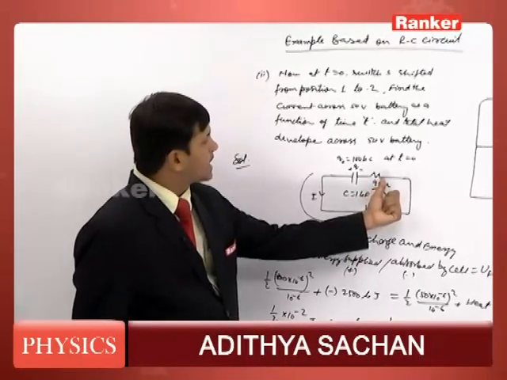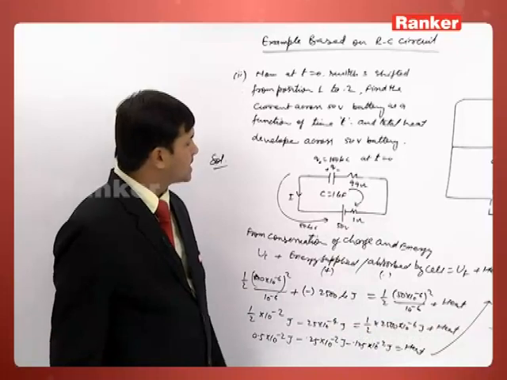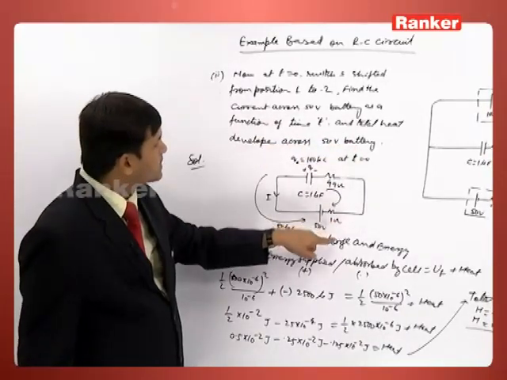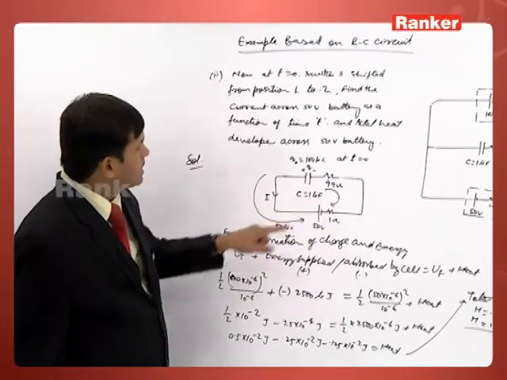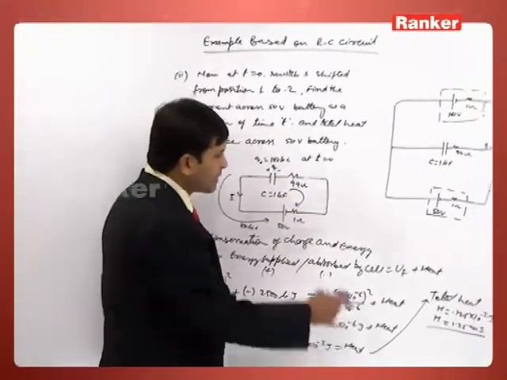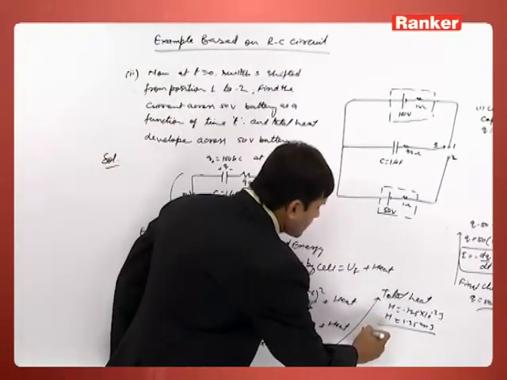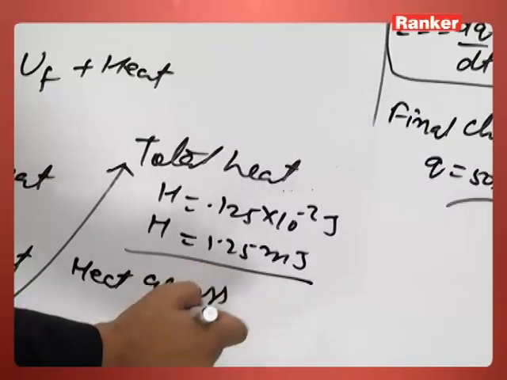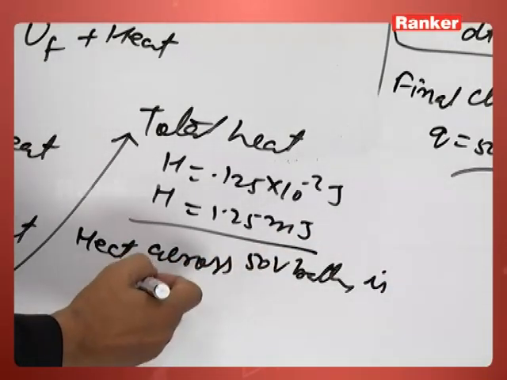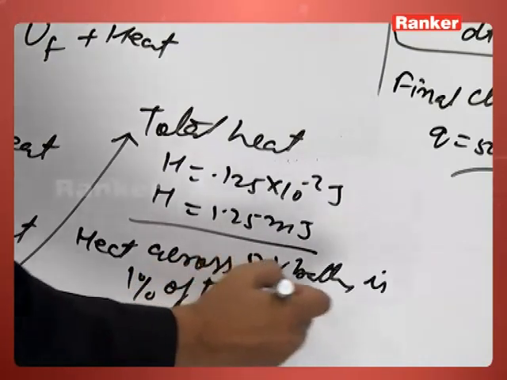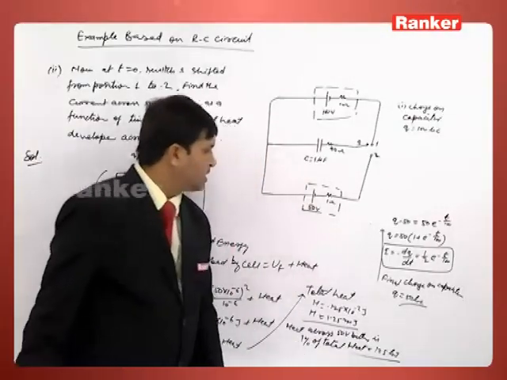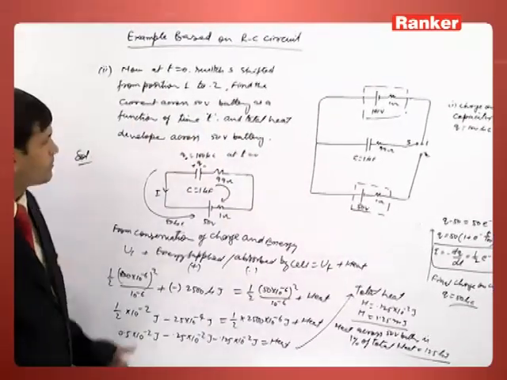And this heat is developed across the 99 ohm as well as the 1 ohm resistance. But here they are asking for heat developed across the 50 volt battery. Across the 50 volt battery means across here, across 1 ohm. The total resistance is 100 ohm, and both resistances are in series. So with the same current in the series, the heat developed across the cell is 1% of that. So heat across the 50 volt battery is 1% of the total heat. Then it will be 12.5 microjoule. So this is the heat developed across the 50 volt battery, 12.5 microjoule.